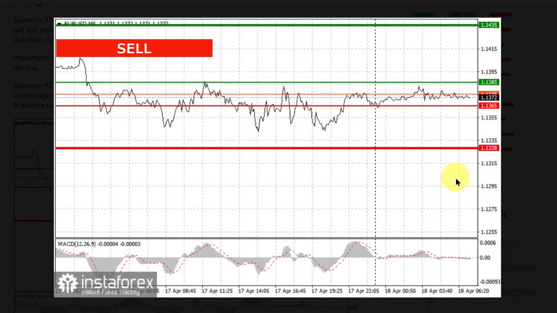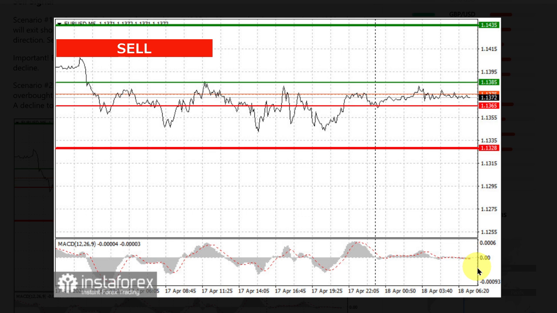You could also plan to sell the euro after reaching 1.1365. It's a red line on the chart, targeting 1.1328, where you will exit short and immediately open long positions, aiming for a 20-25 pip bounce in the opposite direction from the entry point. Selling pressure will likely return if the pair fails to break above the weekly high. Before selling, make sure that the MACD indicator is below the zero mark and beginning to decline.